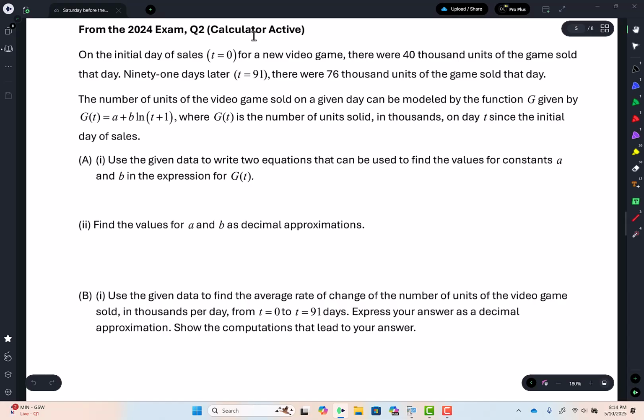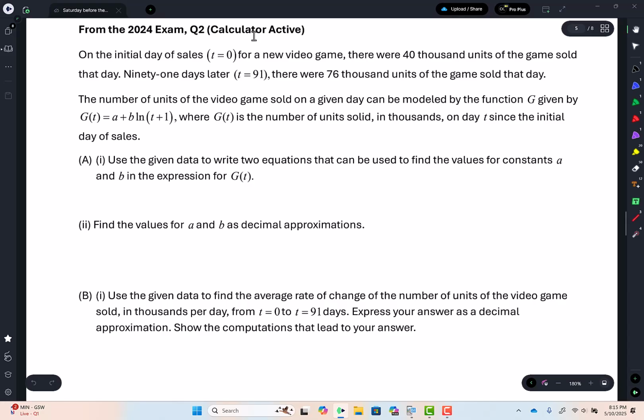The number of units of the video game sold on a given day can be modeled by the function g, given by g of t equals that, where g of t is the number of units sold in thousands on day t since the initial day of sales. All right, letter A. Use the given data to write 2 equations that can be used to find the values for constants a and b in the expression for g of t.